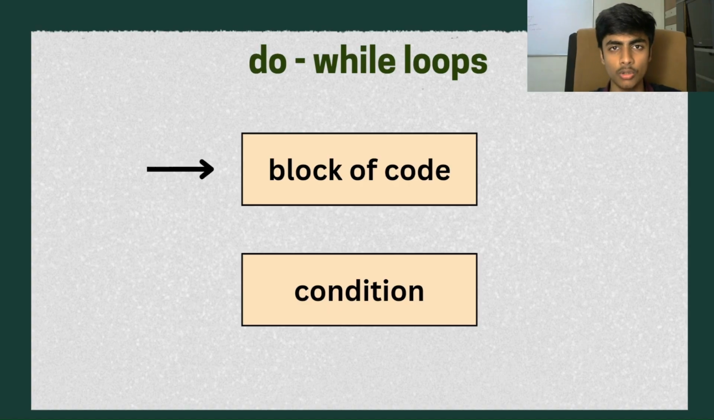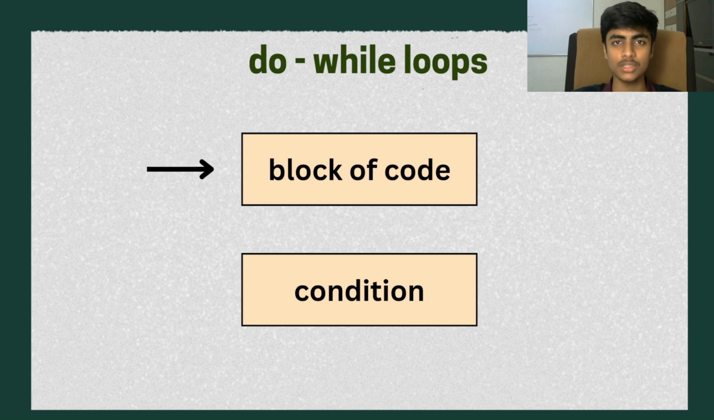Now, I just told you that the while loop is called an entry control loop. A do while loop is the exact opposite. It's called an exit control loop. To understand why, let's look at the simplified version of a do while loop. A do while loop keeps performing a particular block of code while a condition is true. It sounds the same as a while loop, but the terms are rearranged.